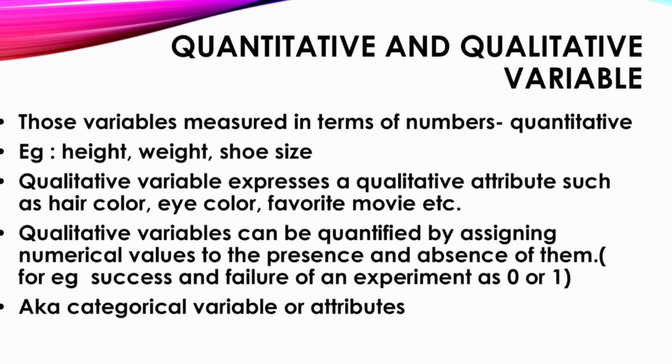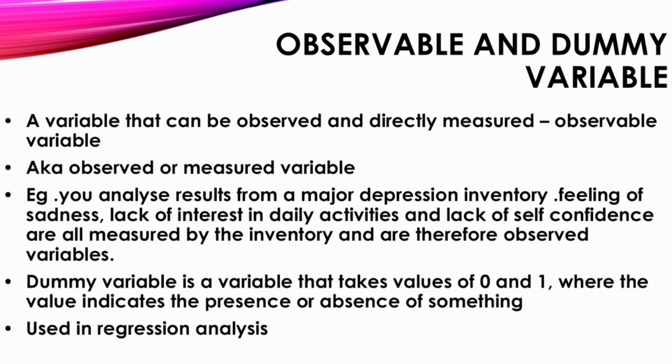That is why qualitative variables are also known as categorical variables or attributes, and the term attributes is very familiar to us. The next type of variable is the observable and dummy variable. A variable that can be observed and directly measured is known as an observable variable. Some exploratory variables are called observable variables. We are going to talk about exploratory variables in the next slide, but we have already discussed it. And these are the measured variables.